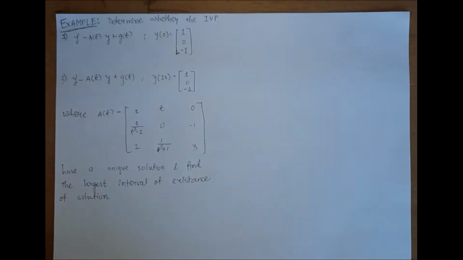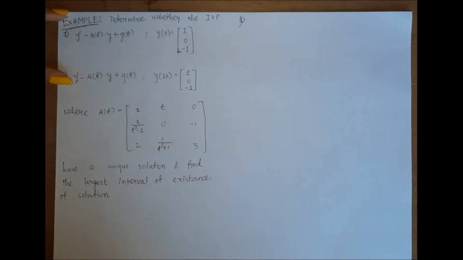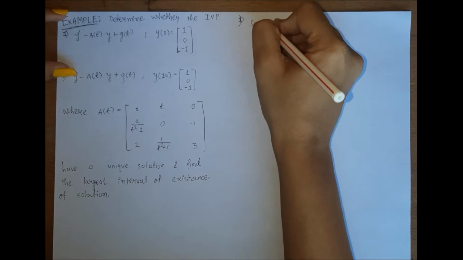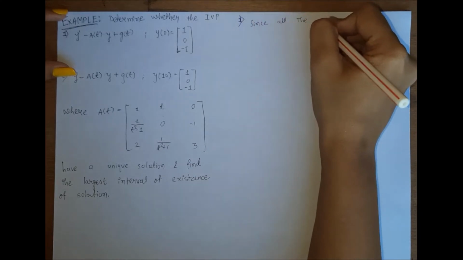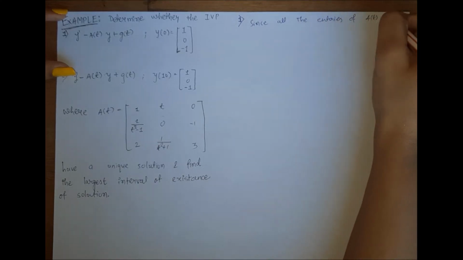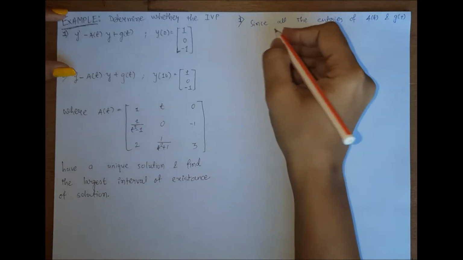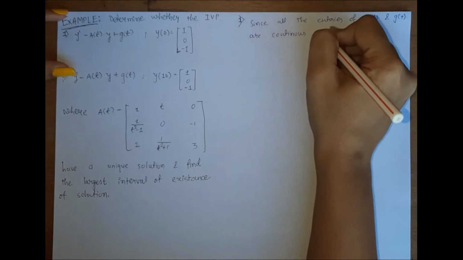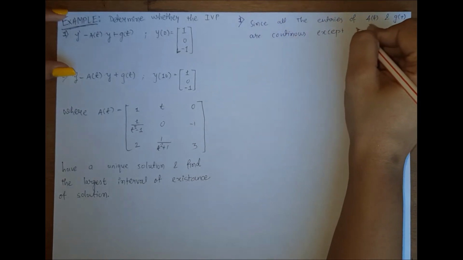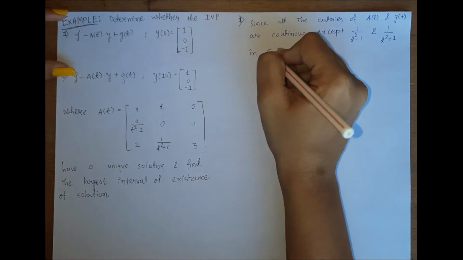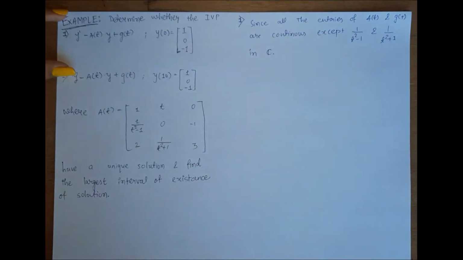Now let us solve our example 1. For the first problem, all the entries of A(t) and g(t) are continuous except 1/(t^2 - 1) and 1/(t^2 + 1) in the set of complex numbers C.